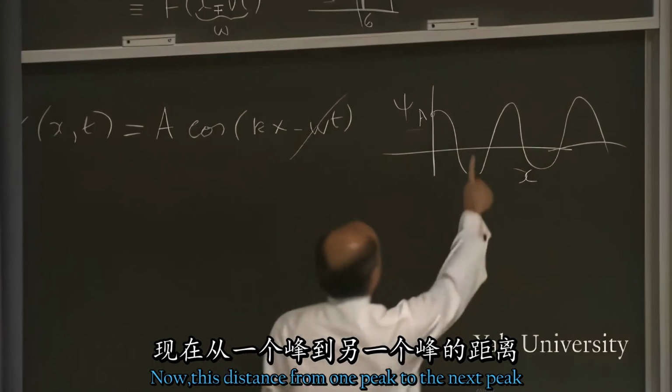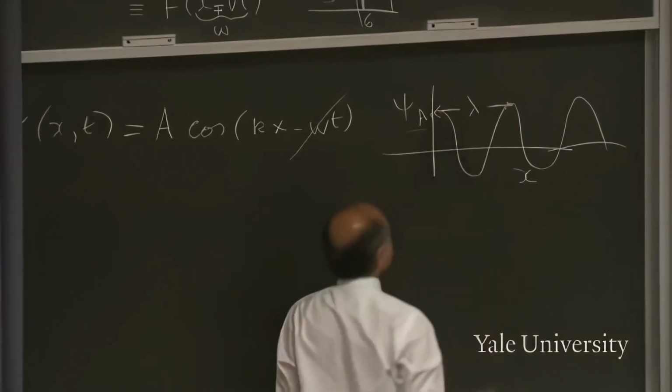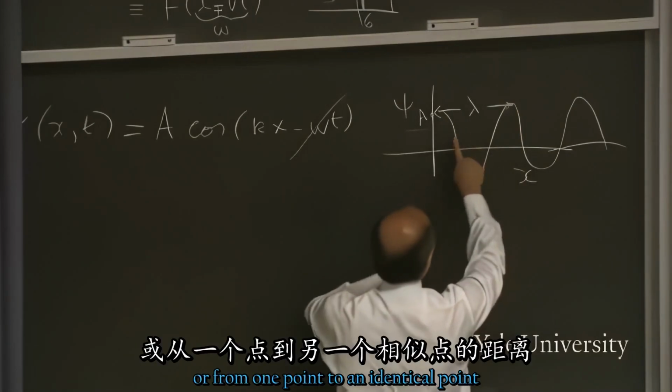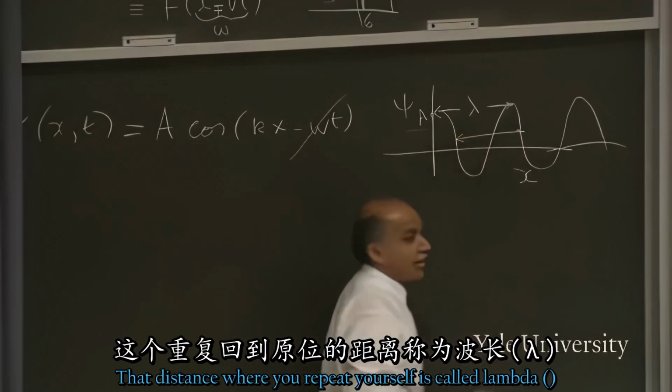Now, this distance from one peak to the next peak we call the wavelength. It's also the distance from one trough to another trough, or from one point to an identical point. That distance where you repeat yourself is called lambda.